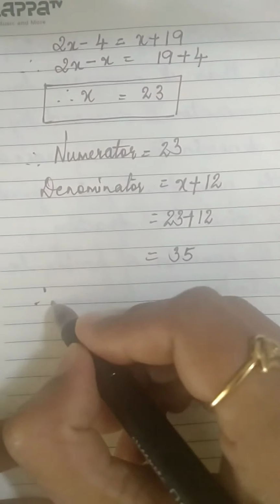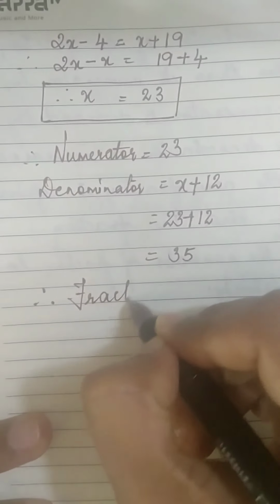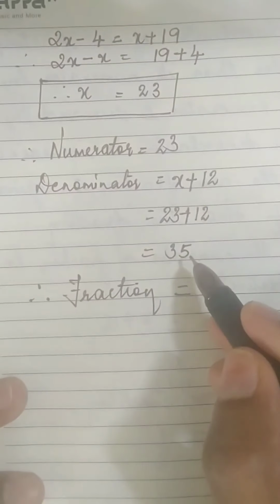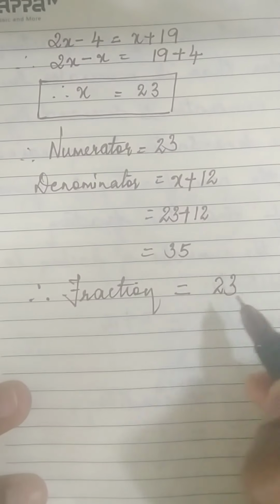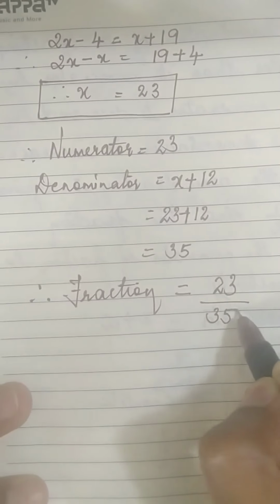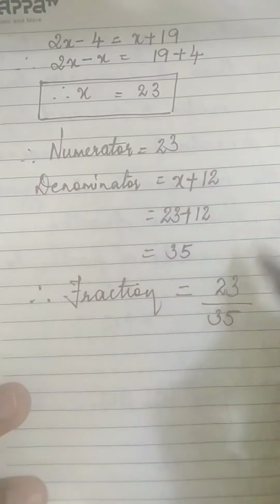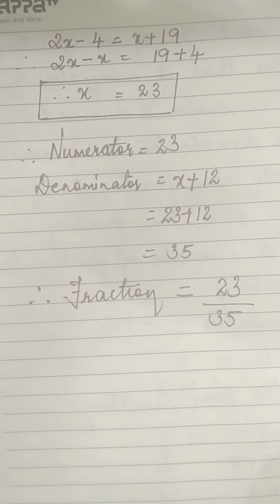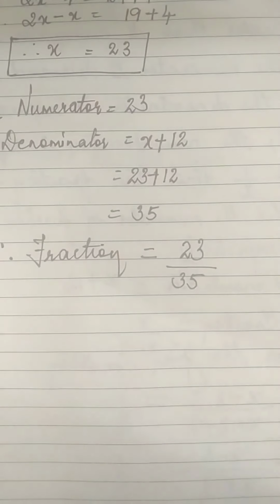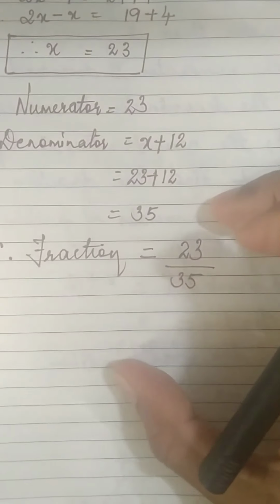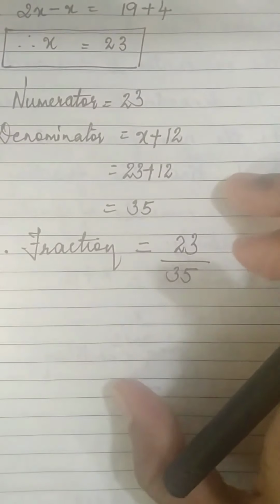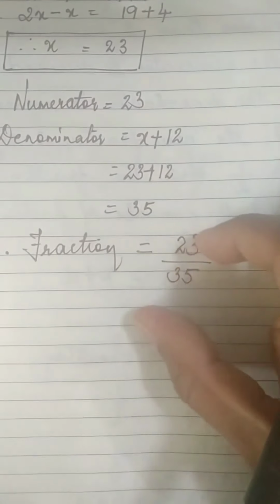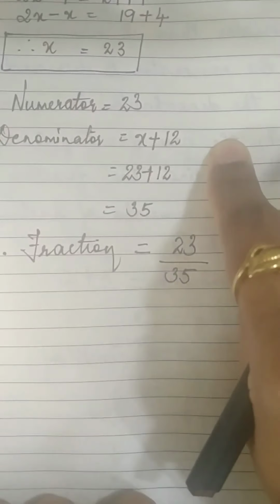So what will be the fraction? Therefore, the fraction is nothing but numerator upon denominator. So the numerator is 23, the denominator is 35. Check the calculation. I may make a mistake in calculation. You check it, children. So I got the fraction as 23 upon 35. Okay, so very simply, easily, we are getting the answers. Only remember the clue which I gave you. You should read the question, and the quantity which is mentioned second, that we will assume as x.